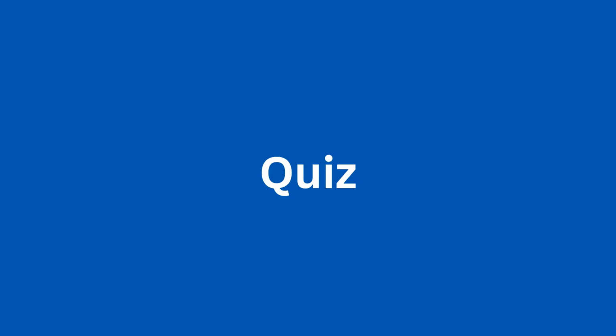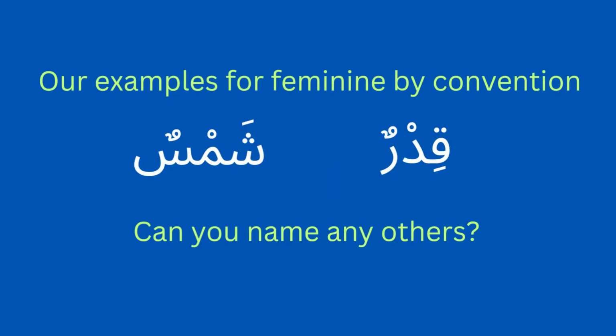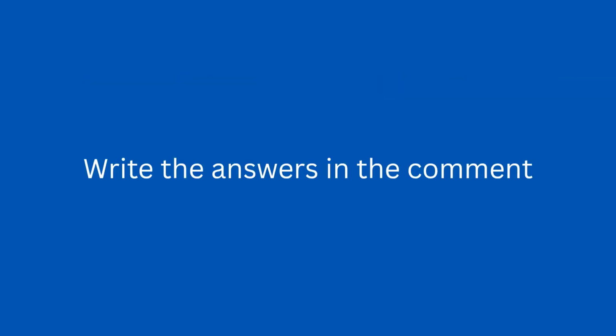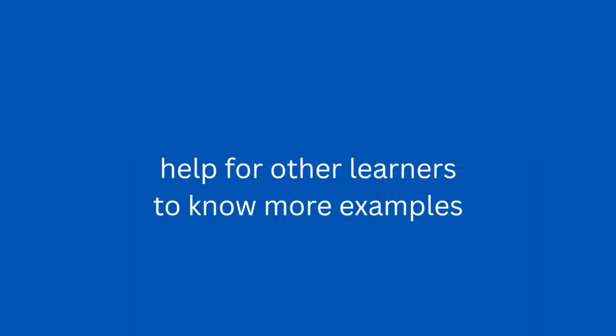Quiz time. Our examples for feminine by convention are kidrun and shamsun. Can you name any others? Write your answers in the comments below. I will check them. This will be super helpful for other learners to see more examples.